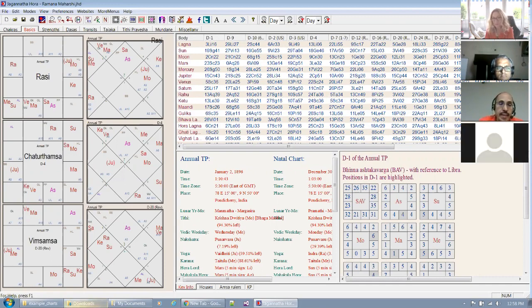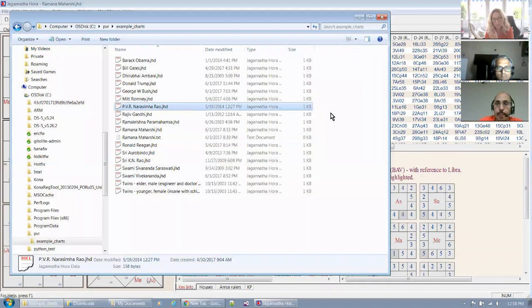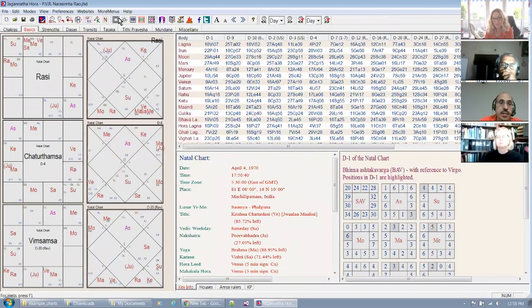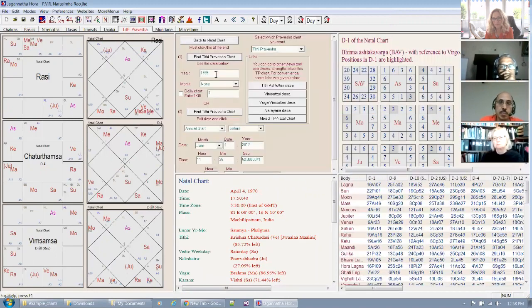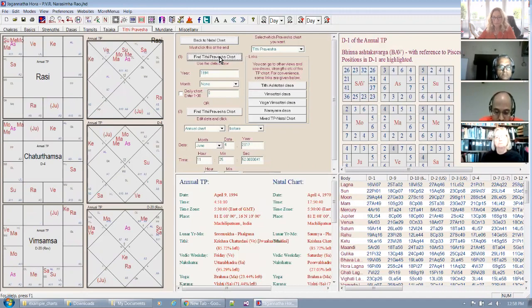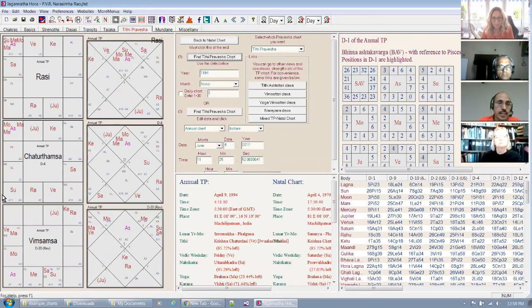Let's finally look at my chart, and I left my home country on work. So in 1994, let's take the Tithi Pravesh, one more example of Tithi Pravesh chart, because we did too many in Tajaka but not many in Tithi Pravesh. So 1994, it was in November that I left, and April is my birthday, so it is that year itself. In this year, in pursuit of a good career opportunity, I suddenly got an unexpected opportunity from Korea.